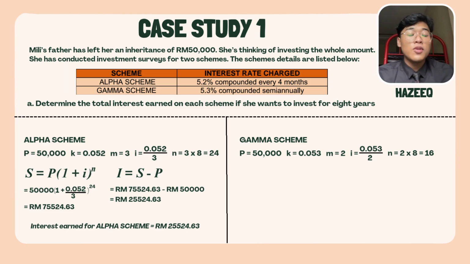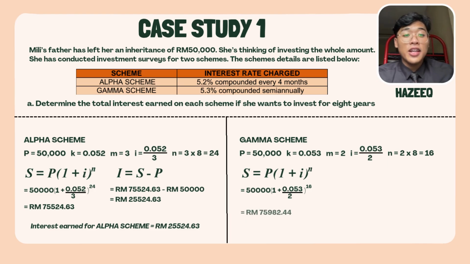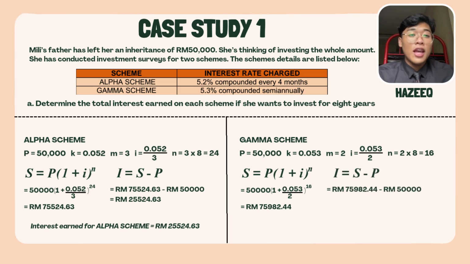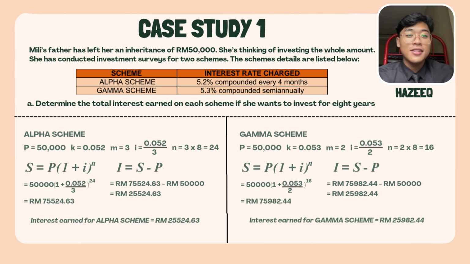Same goes to gamma scheme. Using all the main points that we substitute into the formula, which is 50,000 bracket 1 plus 0.053 over 2, the power of 16, and the answer is RM 75,982 and 44 cents. To find the interest for gamma scheme, we need to minus it by 50,000. And the interest earned for gamma scheme is RM 25,982 and 44 cents.